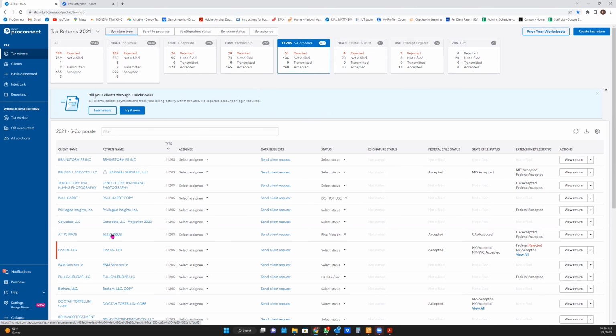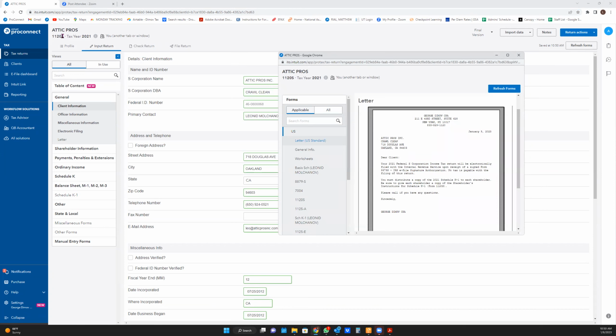All right. So we have Attic Pros Inc. It is a 1120S. Well, what is 1120S? It is a small corporation, small because it can have only 100 or fewer shareholders. None of the shareholders can be foreigners, meaning they cannot be persons with an ITIN, they can only be persons with a social security number.